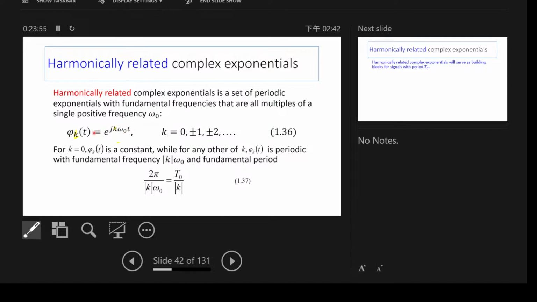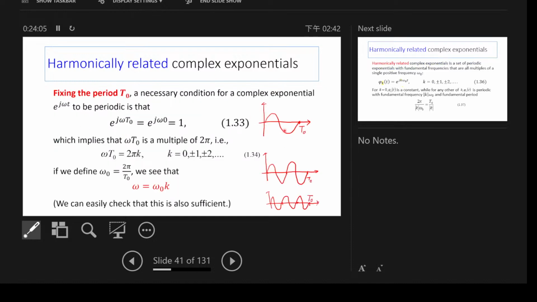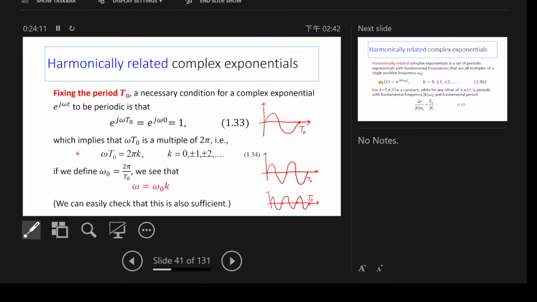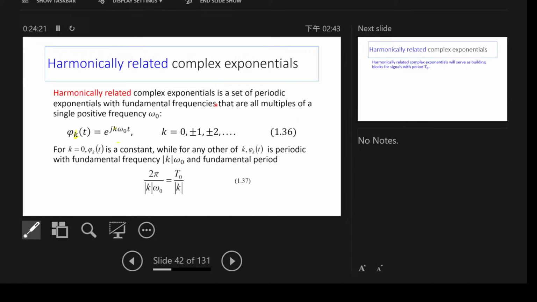Okay, so they have this form: psi sub k of t equals e to the j k omega naught t. They are basically indexed by this k. k is the number of periods between 0 and t naught. And I guess the interesting special case is k equals 0. When k equals 0, you just have a constant function here, and obviously every number is a period for a constant function, so t naught is also a period for the constant function.